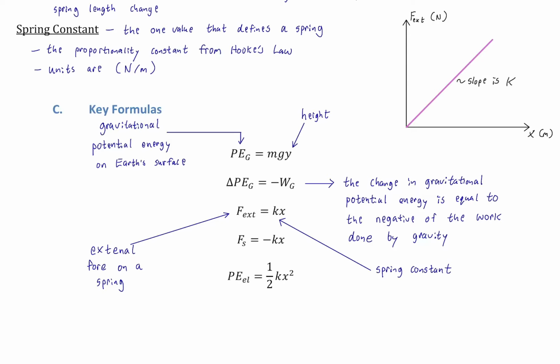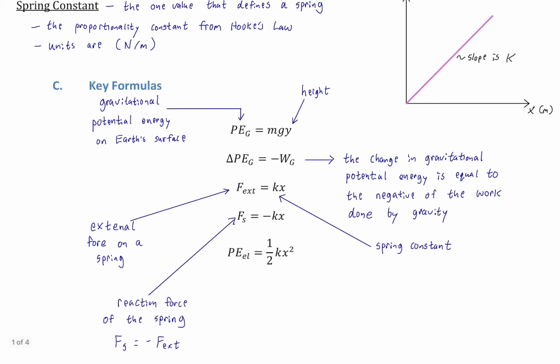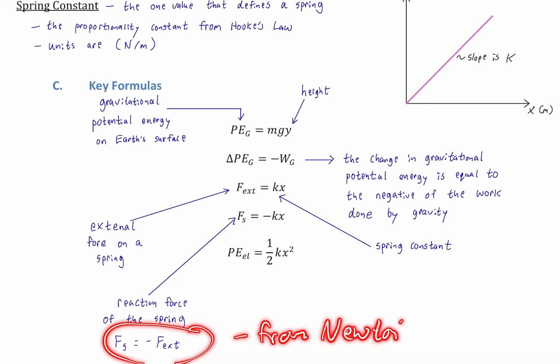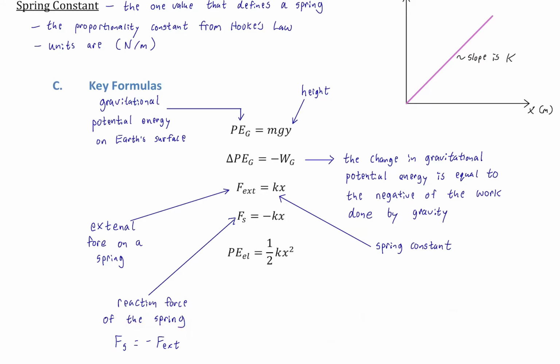Then we also have this idea that we have the Fs. This is the reaction force of the spring. So this is the spring force. So Fs is equal to negative F external by Newton's third law. Because the idea there is, if you pull on the spring, then the spring pulls back. Sometimes the spring force, F sub s, is called the restoring force because it's the spring wanting to return to its original length, its unstretched or uncompressed length.